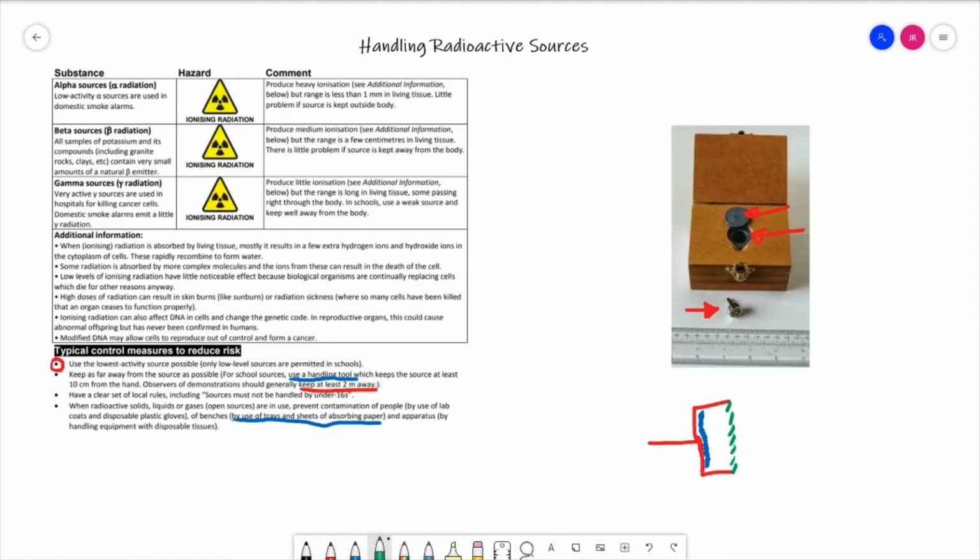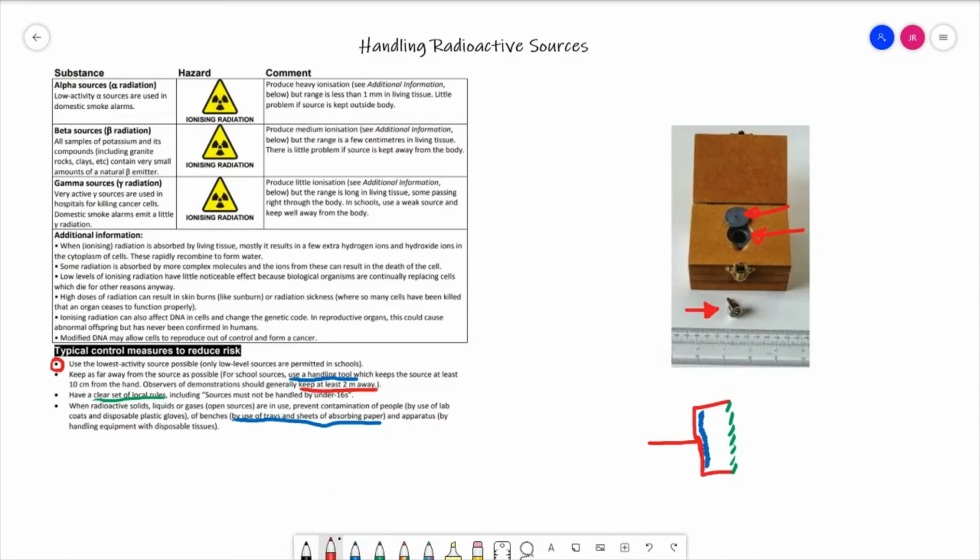You can also see in the third bullet point it says that we have to have a clear set of local rules, and there is a standard document for schools that we obviously have ourselves that describes exactly what should be done, and as staff we just check up on that and reread that and just make sure that we are aware of all of the safe handling rules that we've talked about right now.